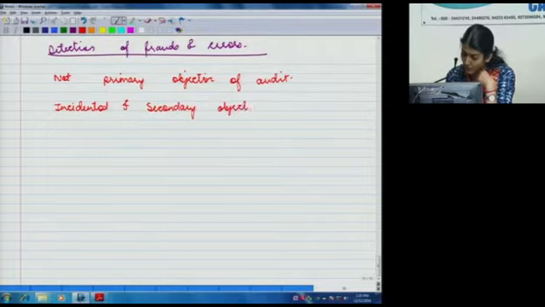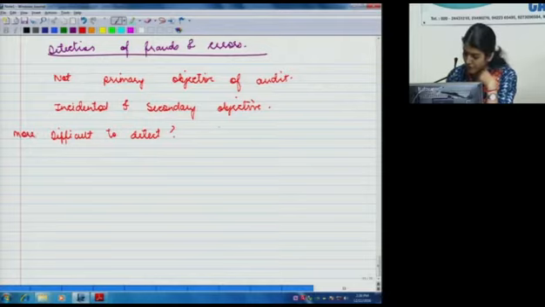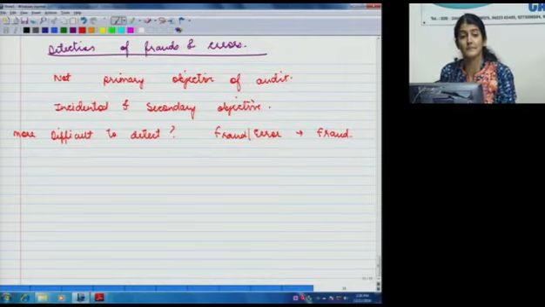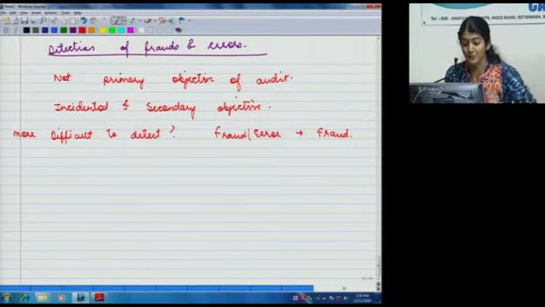Then what is more difficult to detect, fraud or error? Fraud. Why? Because fraud may involve sophisticated and carefully organized schemes designed to conceal it, such as intentional misrepresentation, falsification, manipulation.